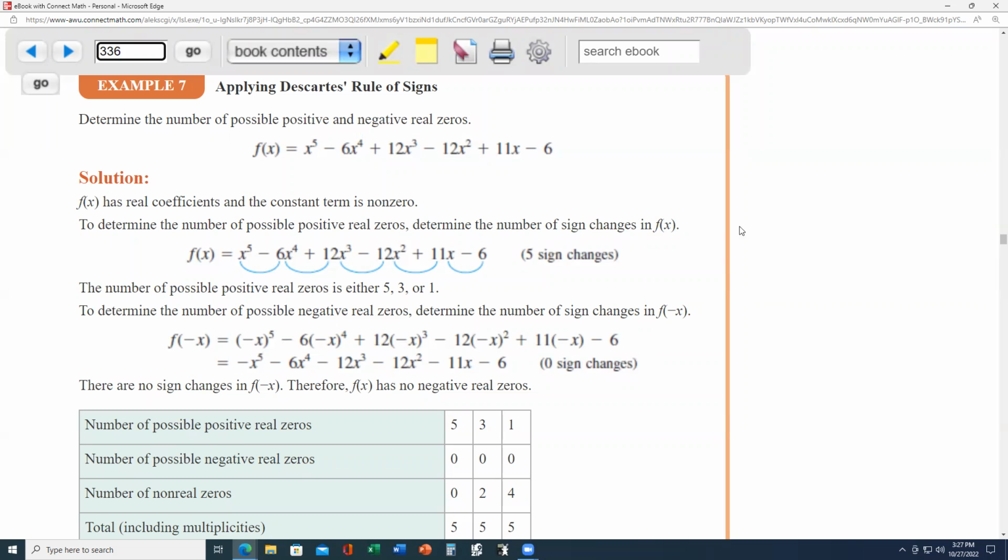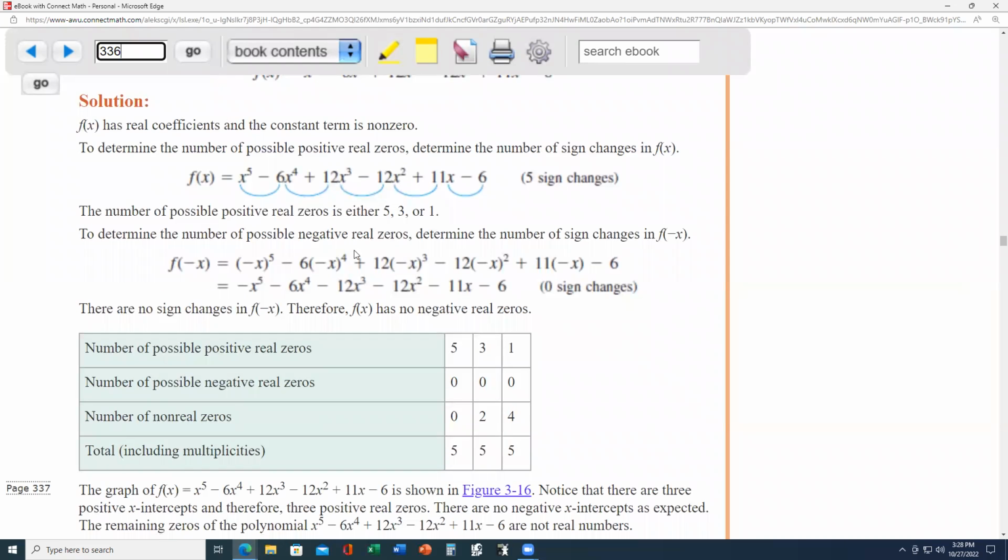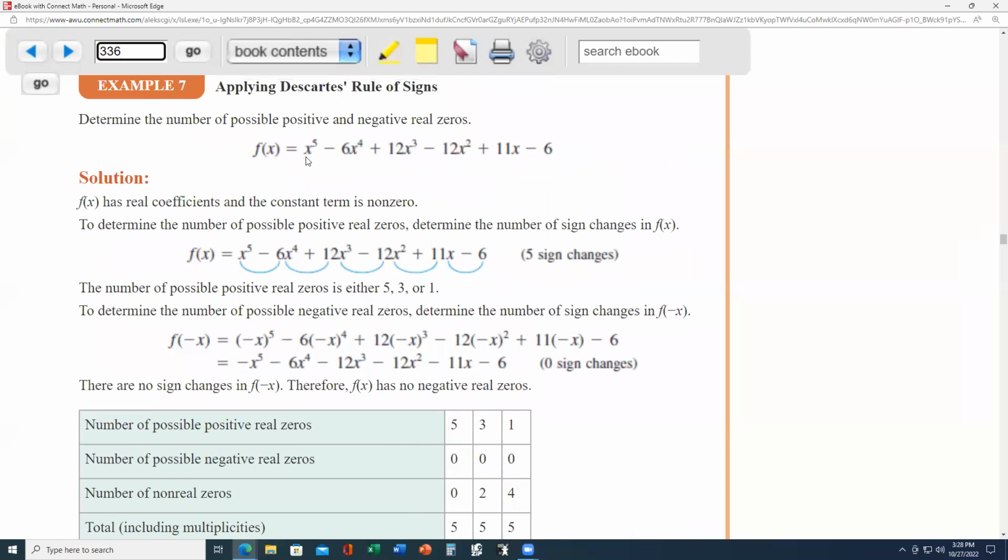Okay, so based on our findings here, what type of zeros would this polynomial be expected to have? To answer that question, we can make a little table here where we have these rows. One row is labeled number of possible positive real zeros, the number of possible negative real zeros, the number of non-real zeros, which are complex zeros that have i in them. And the total of the zeros, including their multiplicities, must always add up to the degree of the polynomial, according to the fundamental theorem of algebra.